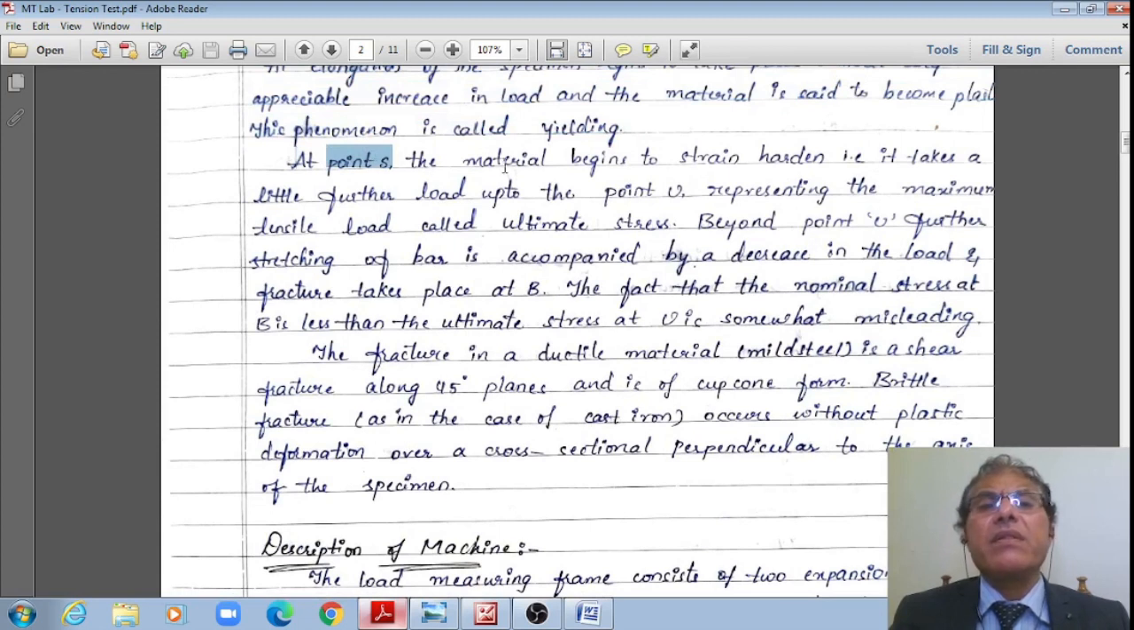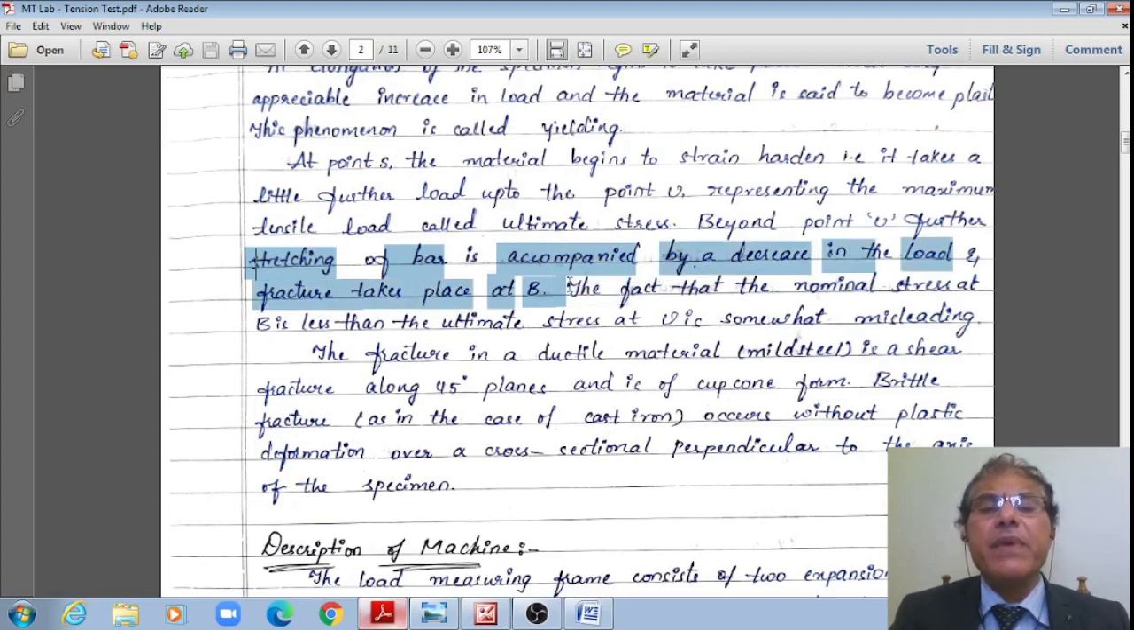Then next, at the point S, the material begins to strain harden. That is, it takes a little further load up to the point U, which is the ultimate point, representing the maximum tensile load, called the ultimate stress. Beyond the point U, further stretching of the bar is accompanied by a decrease in the load, and fracture takes place at B, where B is called the breaking point.